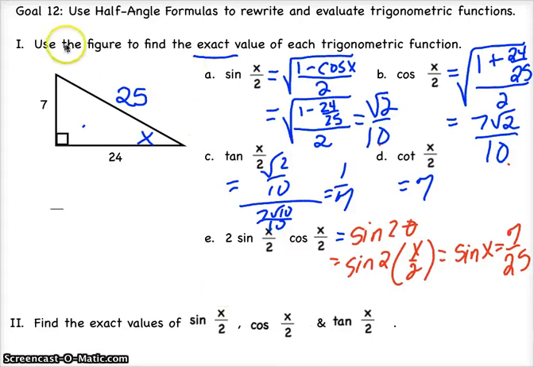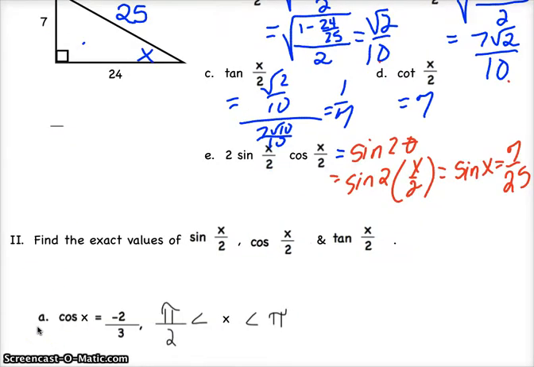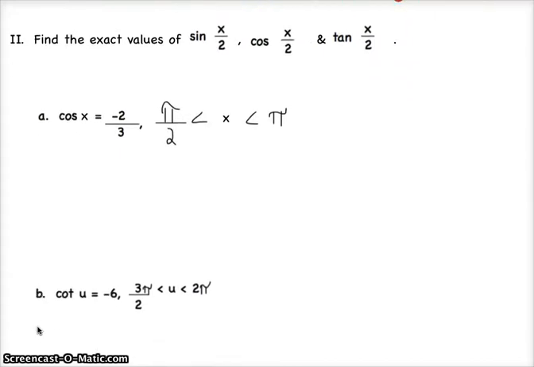Ladies, we are in Chapter 5, Goal 12, and we finished through Roman numeral 1 in class today, so we're down under Roman numeral 2. And we want to find the exact values for the half angle of sine, cosine, and tangent. We know that we're going to be solving for the half angle for each of these.